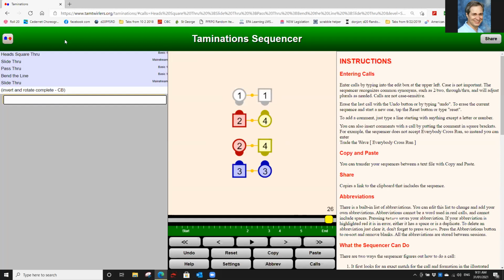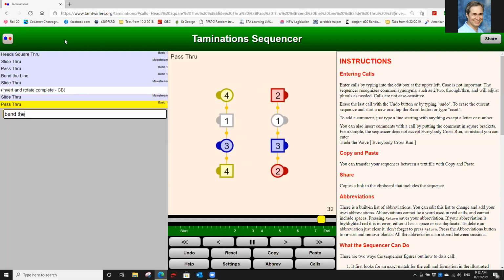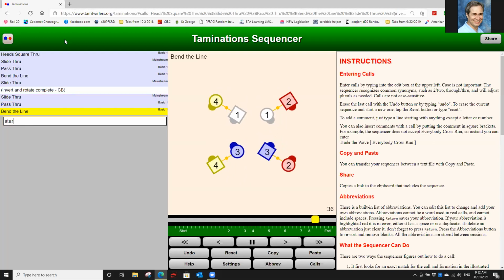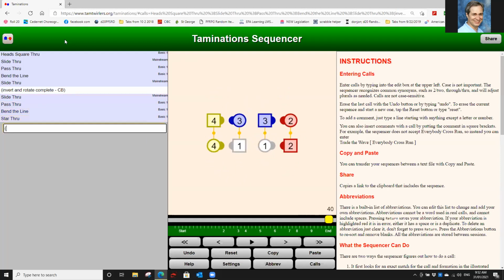I guess we can go from here. So notice that we moved to the right at right angle, right? If we were to do it again, it'll bring us back to home. So let's do it again. Star through, pass through, bend the line, slide through. Notice what we've done. We actually return people back to their original position. So this is a characteristic that all technical zeros have. If you call them twice, they become true zeros.